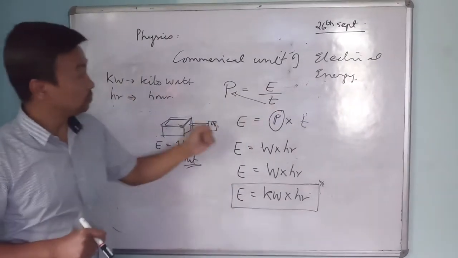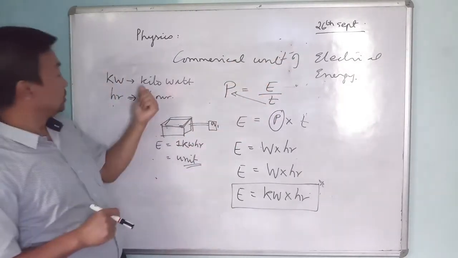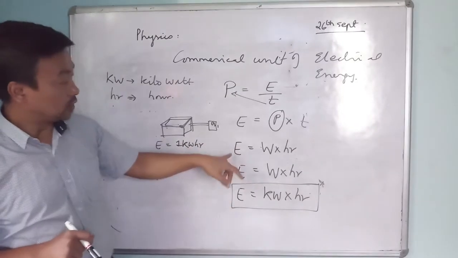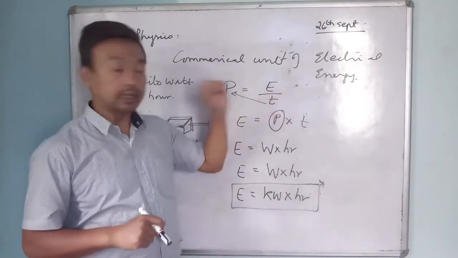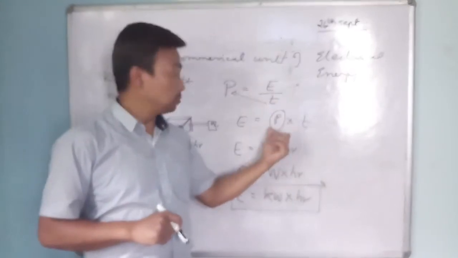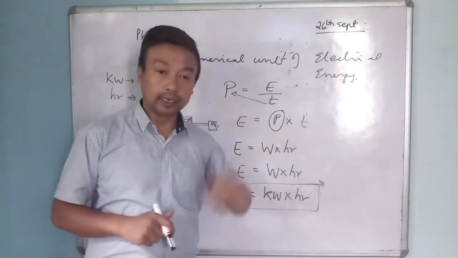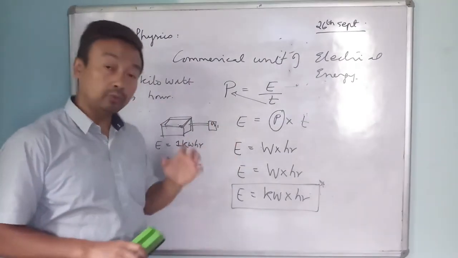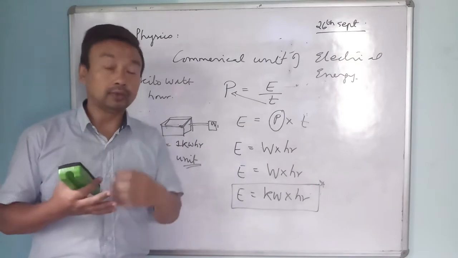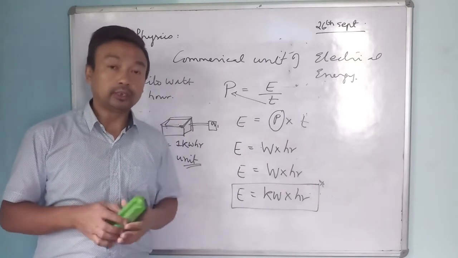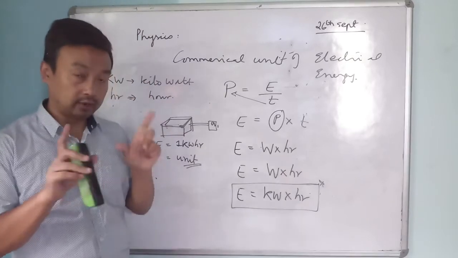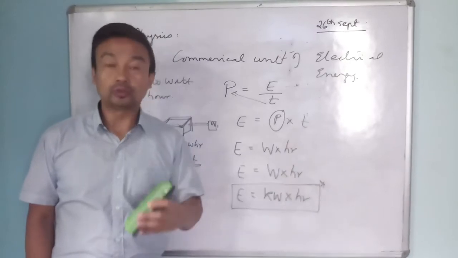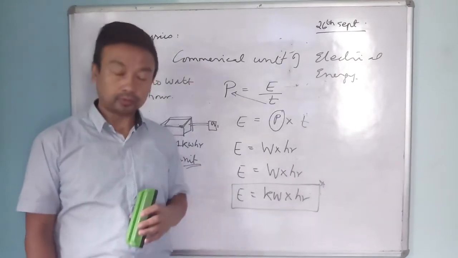The commercial unit of electrical energy is the kilowatt hour. Time is always expressed in hours. The formula of power is energy by time, and the energy for commercial purposes is power into time. Okay, so we have discussed so many formulas here. All these formulas you have to learn by heart, and write them down, maybe on a piece of chart paper. These formulas will be used in order to solve your numerical problems.